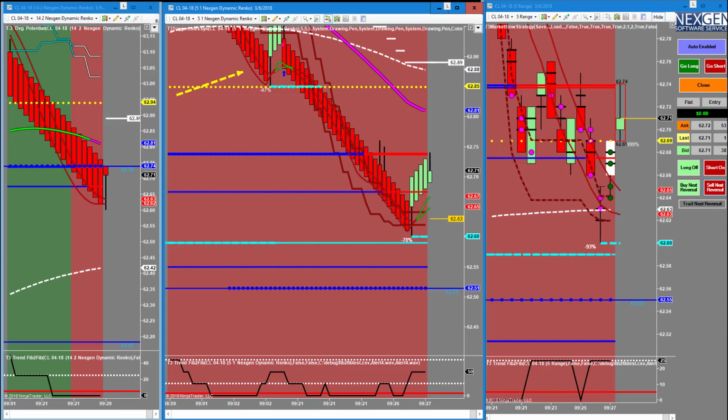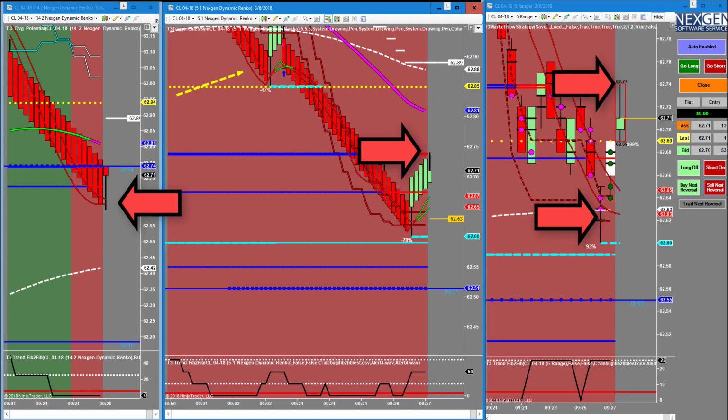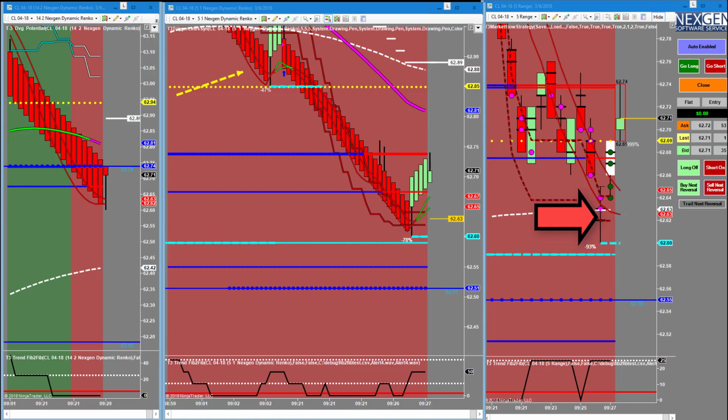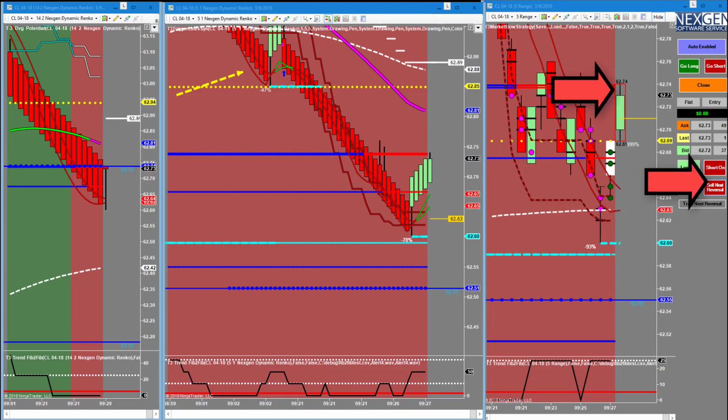So at 62.74, we've got a couple of things going on. We've got a white paint bar up into it. So again, we're talking about strong triggers down and the edge of Fibonacci resistance. All of our trigger lines on our market flow chart are down. So whenever we have a white paint bar up into the edge of resistance, we're looking for shorts.